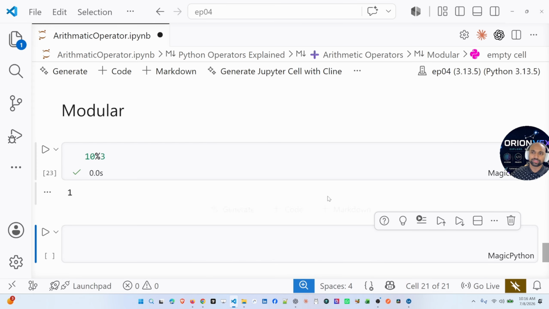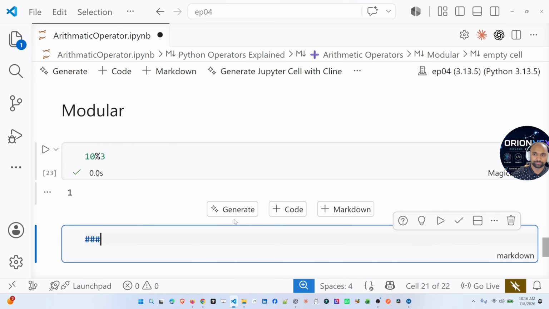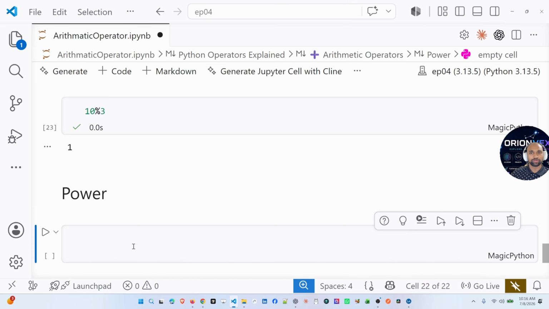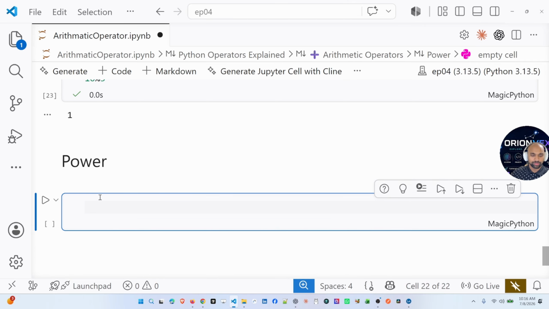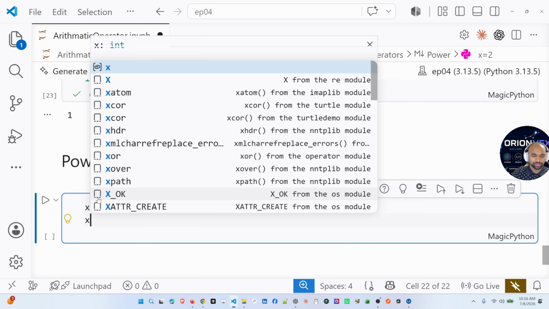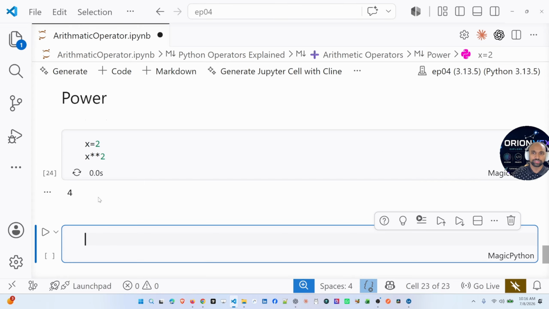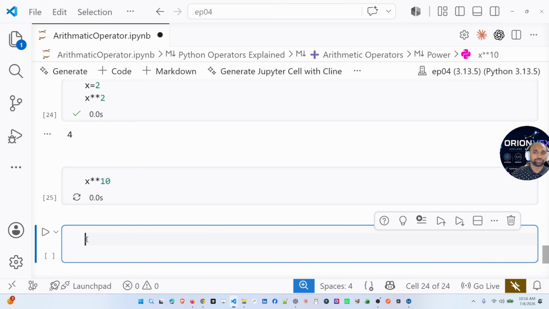Finally, we are going to see the power operator. Suppose you want to take the exponential of a value, that is x equal to 2, and I want to see the square of 2. In that case, I can give x double asterisk symbol 2. It will give the power of 2. If you want to take the 10th power, x power 10, it will be 1024.